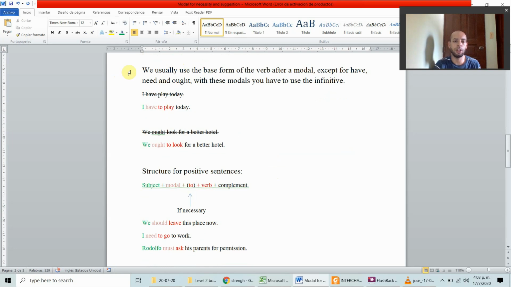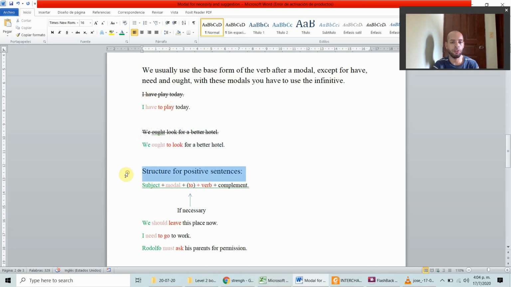We usually use the base form of the verb after a modal, except for have, need, and ought. With these modals, you have to use the infinitive. Let's see. I have play today? No, you have to say I have to play today. We ought look for a better hotel? No, we say we ought to look for a better hotel. And the same with need. You don't say I need go. You say I need to go.